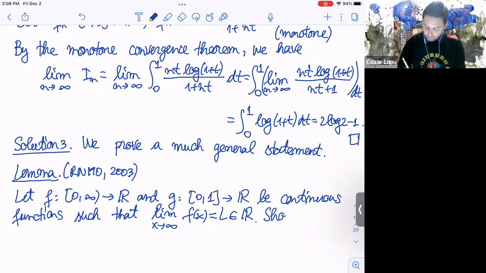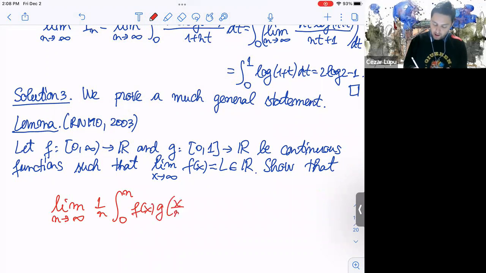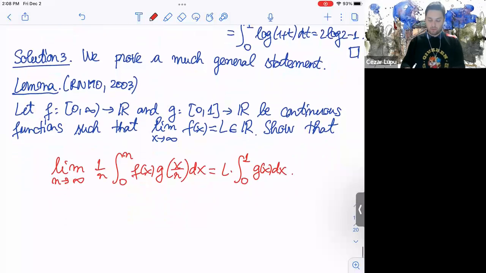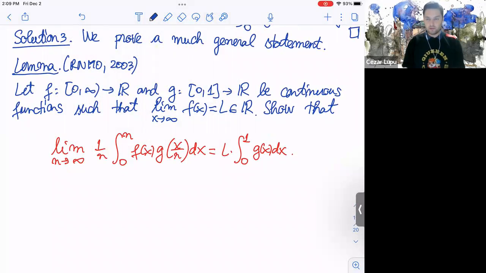Then show that you have the following statement. In fact, let me write it in this way. The limit as n approaches infinity of 1 over n times the integral from 0 to n of f of x times g of x over n dx is L times the integral from 0 to 1 of g of x dx. So we have a much more general statement that we prove. And in fact, our problem follows immediately from this general statement.